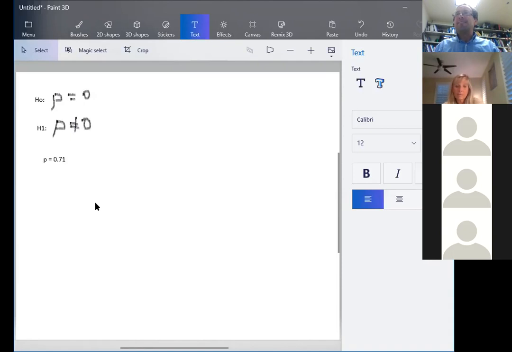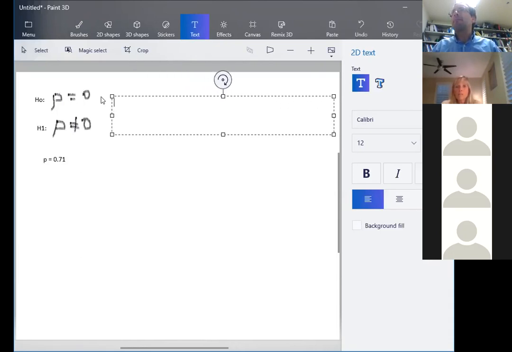Okay. So if p is 0.71, you should all know what happens. What does that tell you? It's the p-value in a hypothesis test. What do you conclude when the p-value is 0.71? Fail to reject. We fail to reject. Now you're all supposed to know because we've been doing hypothesis tests for a while now. So we fail to reject.